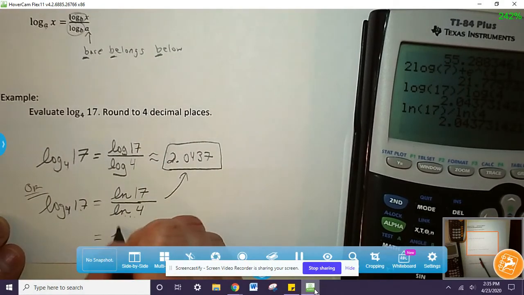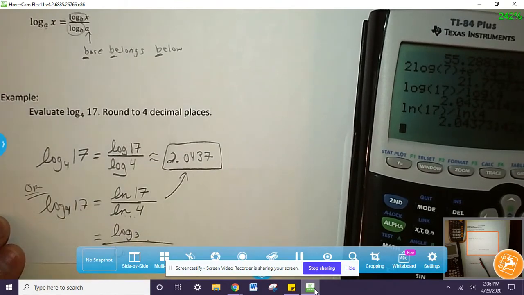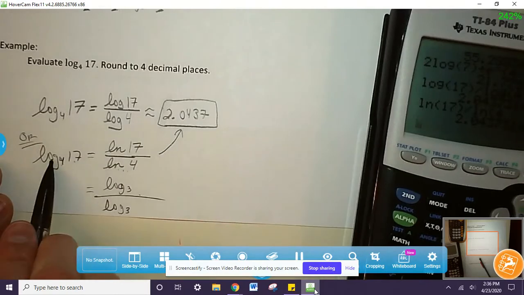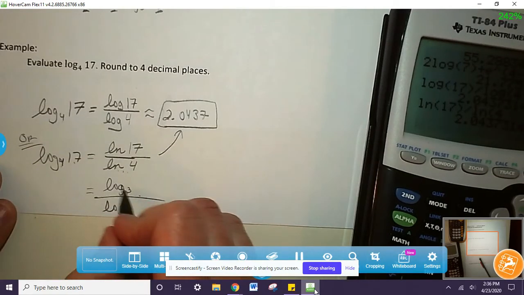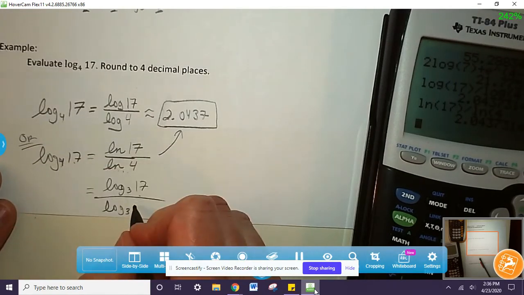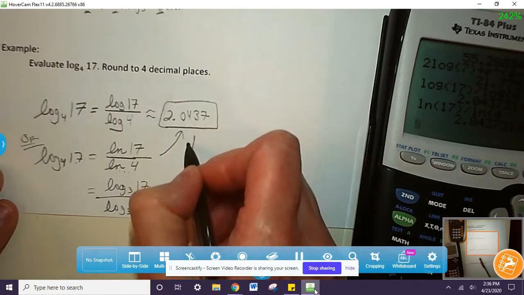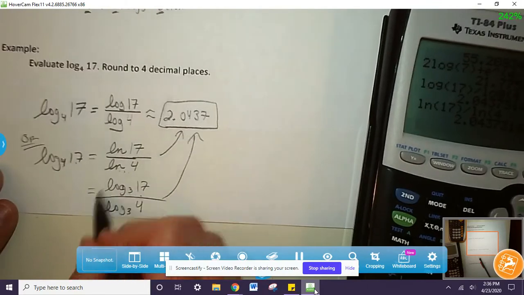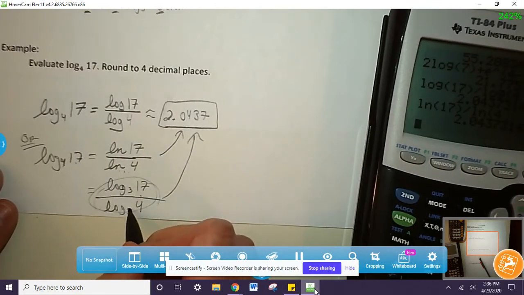So technically, you could change them both to log base 3 if you wanted. If you wanted to change this same problem using log base 3, you do log base 3 of 17 up top, log base 3 of 4 on the bottom. And if you were to do all the work to put that in your calculator, you get this anyway. But this is a lot of extra work. You wouldn't pick base 3.